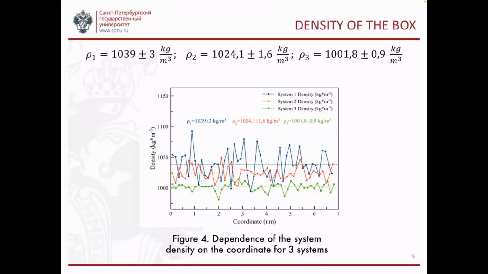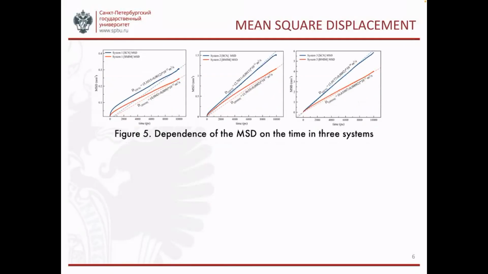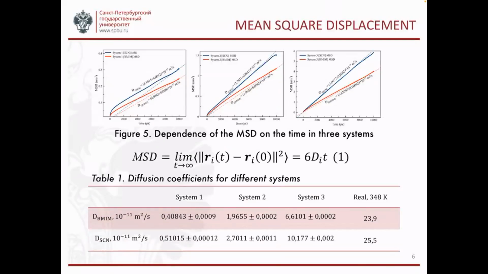The main characteristic is mean square displacement, which we can see in figure 5 for each molecule in each system. From this characteristic, using Einstein equation, Formula 1, we can obtain diffusion coefficients D for each molecule. So in table 1, you can see every coefficient which we have obtained.